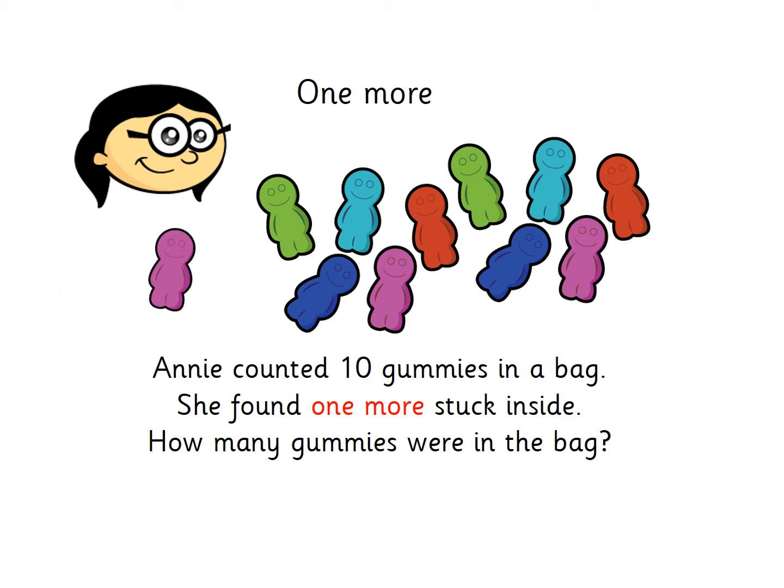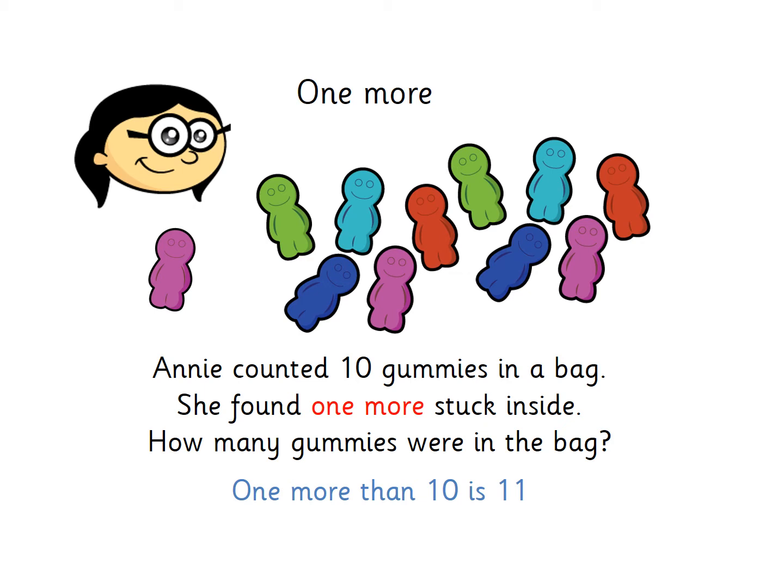So let's add one more. How many now? What is 10, add one more? So one more than 10 is 11. Because if we use our number line and we start on 10 and we jump forward, 1 more than 10 is 11. So she had 11 altogether because she'd added one more.